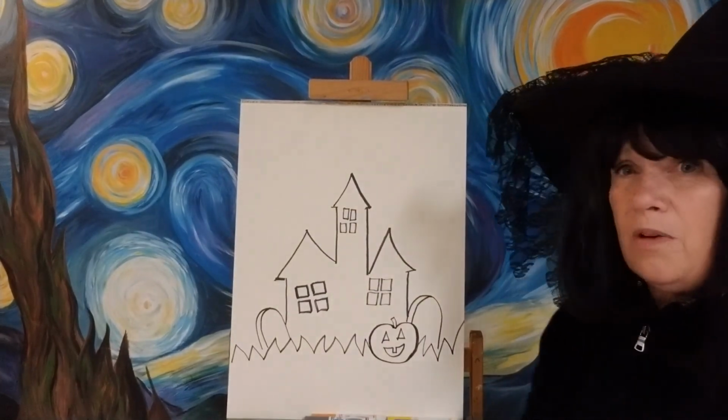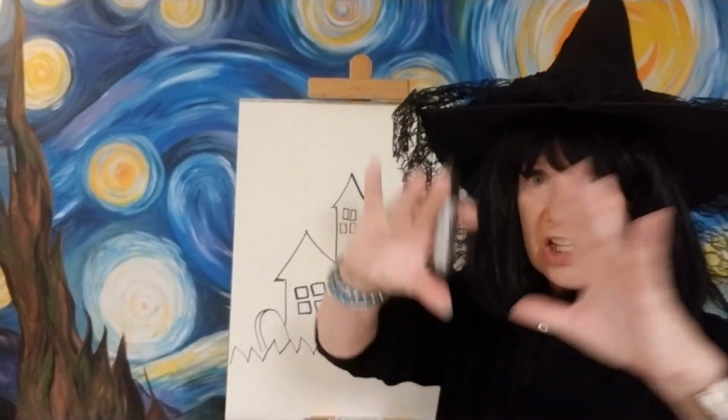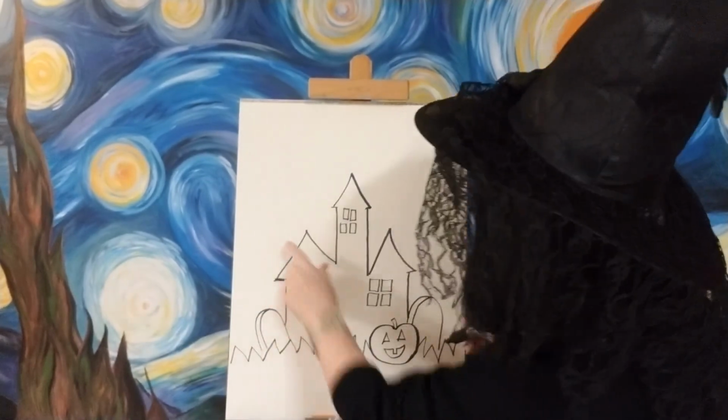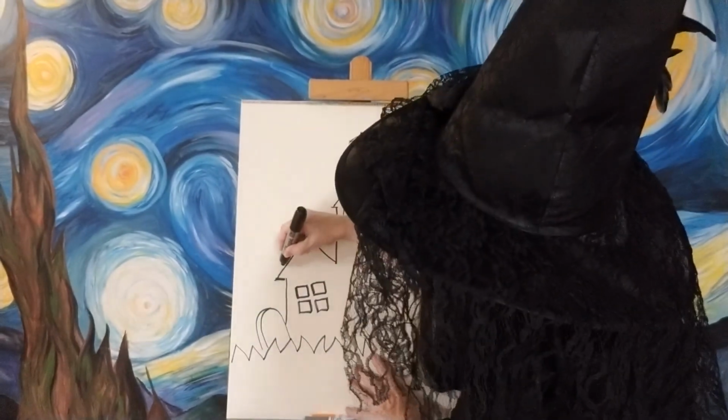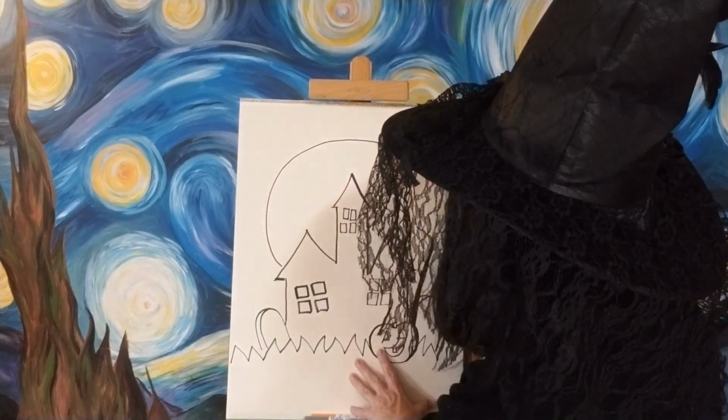All right, now what are we missing? I think we need a moon, but I don't think we're going to put a little moon there. We're going to put a giant moon behind here. So I'm going to try to see as best I can to make a circle. And I'm going to go right around just like that.